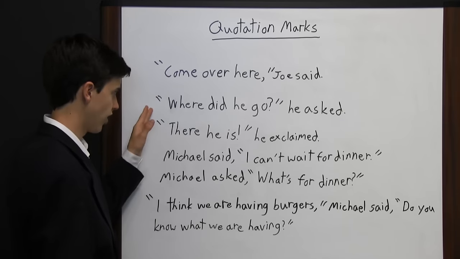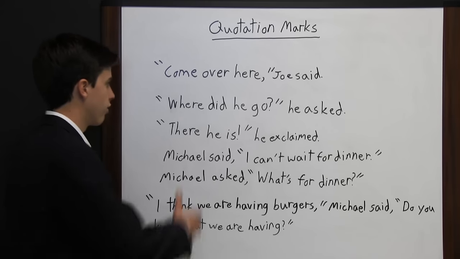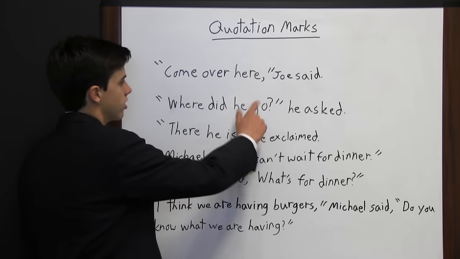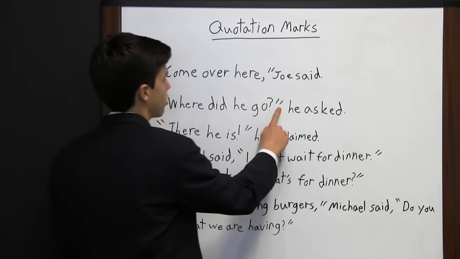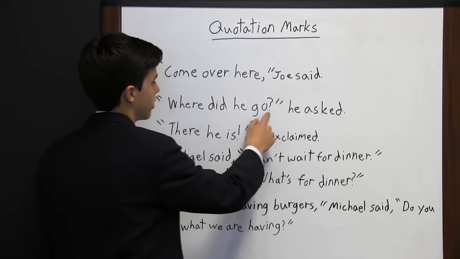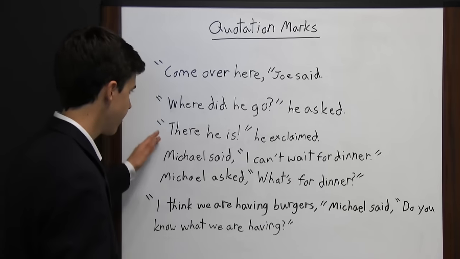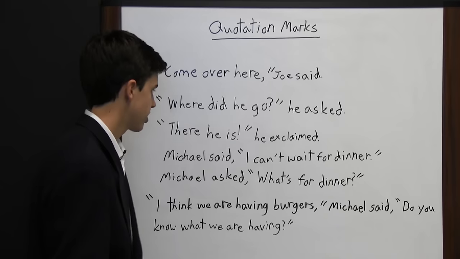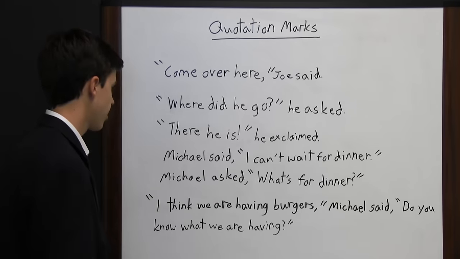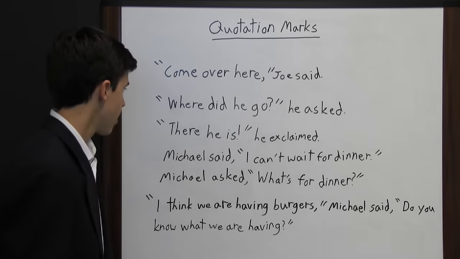So this sentence says, "Where did he go?" Notice we open up with quotation marks, capitalize the W, but if "where did he go" stood by itself, it would have a question mark because it's a question. So we put a question mark right here and then close with the quotation marks. Notice that the question mark is included inside the quotation marks. It's not on the outside, it's on the inside. This sentence says, "There he is," he exclaimed. So in this case, the person is saying it with a lot of emotion, so that's why we ended with an exclamation mark.